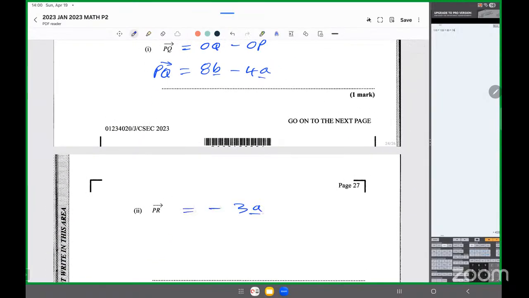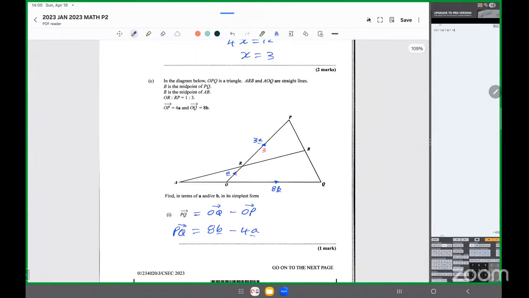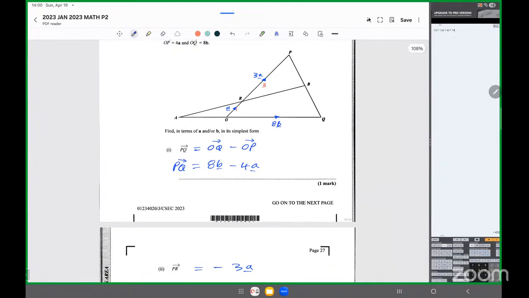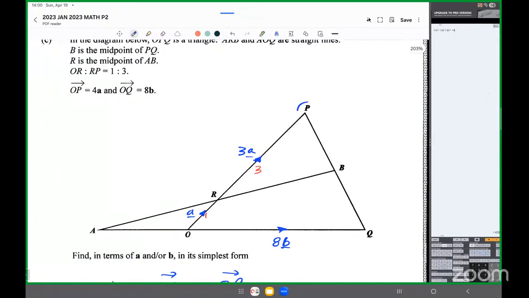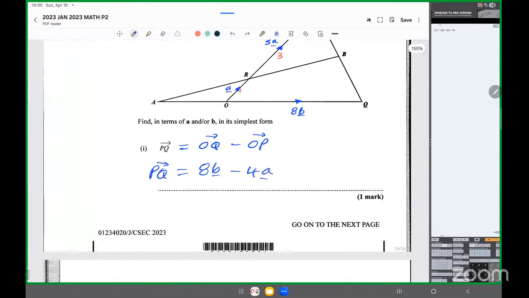That doesn't need any calculation. It's clear in the diagram. That's P to R, just minus 3A. Go in the opposite direction to 3A. Go from P to R. See there? P to R is just the opposite direction to 3A. So it's minus 3A. Simple. That doesn't need any calculation.